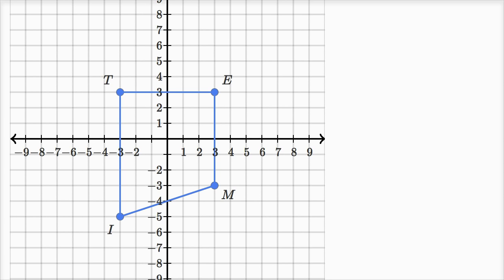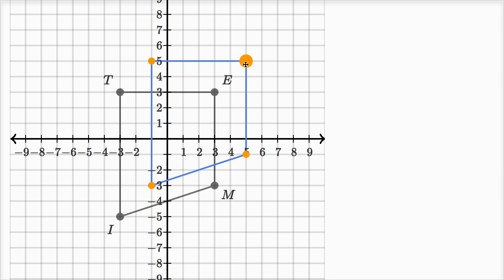So let's translate this, and I can do it by grabbing onto one of the vertices. And notice I've now shifted it to the right by 2. Every point here, not just the orange points, has shifted to the right by 2. This one has shifted to the right by 2. This point right over here has shifted to the right by 2. Every point has shifted in the same direction by the same amount. That's what a translation is.